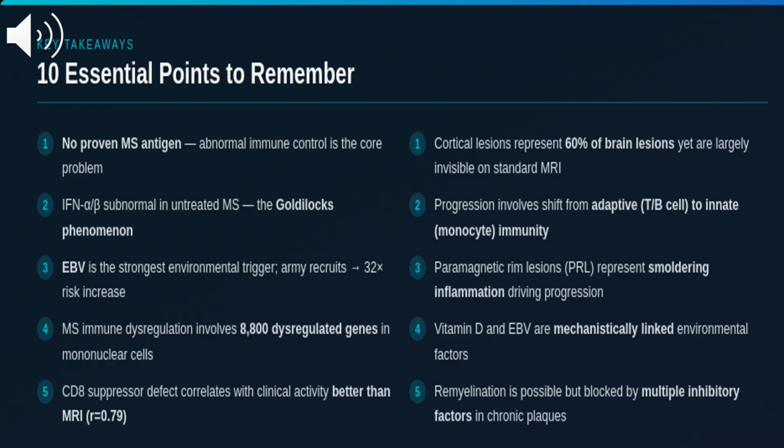And 10th, remyelination is biologically possible in MS. It occurs in most lesions early in the disease, but is blocked by multiple overlapping inhibitory mechanisms in chronic disease. Developing effective remyelination therapy requires addressing this complexity rather than targeting single inhibitory molecules.